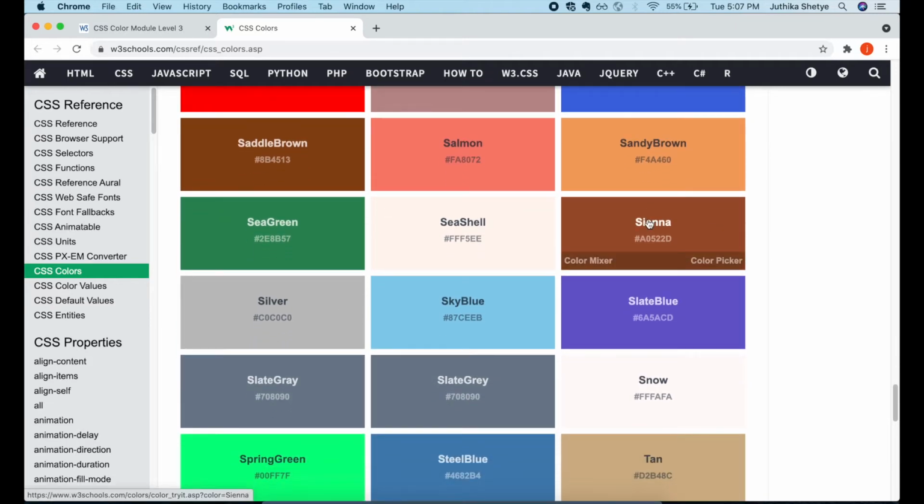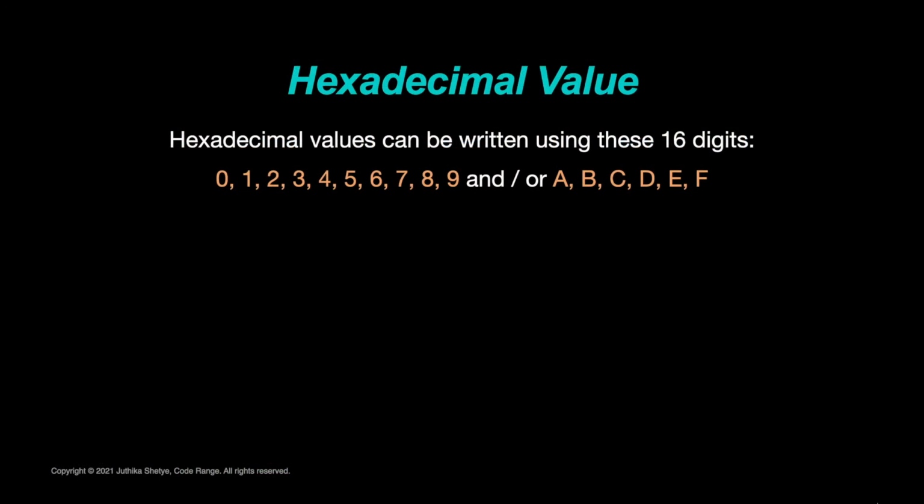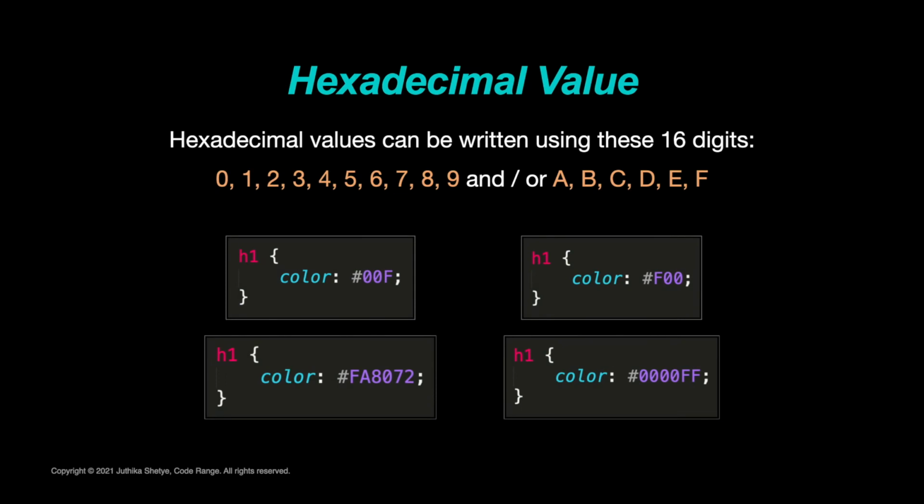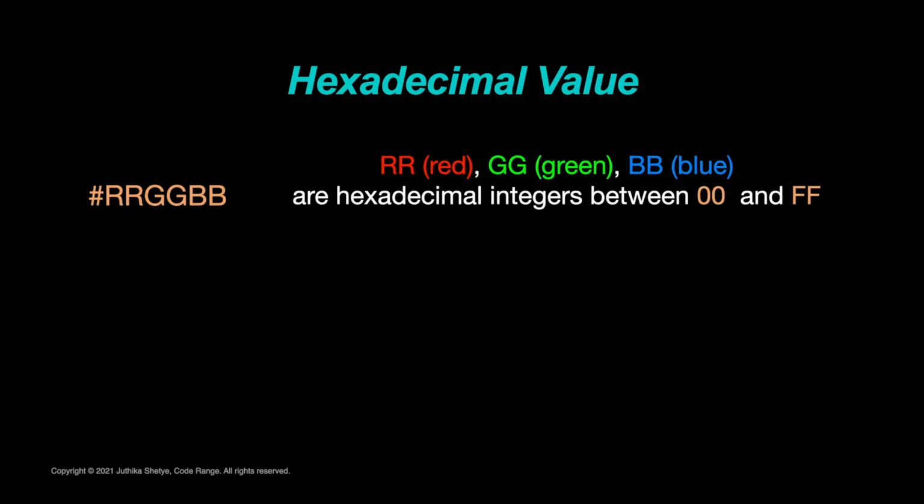So another way to add colors is to use their hexadecimal values. Hexadecimal values can be written using 16 digits. So you can use 0 to 9, but then also A, B, C, D, E and F. And F is kind of like the strongest, most powerful number you can use. The hexadecimal color values start with a pound sign followed by either 3 or 6 digits. The examples I have here for you are 6 digits.